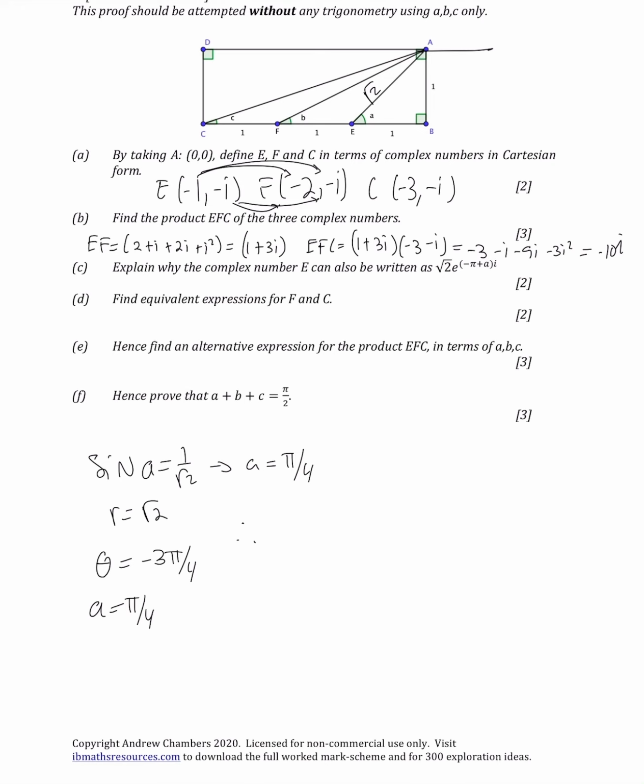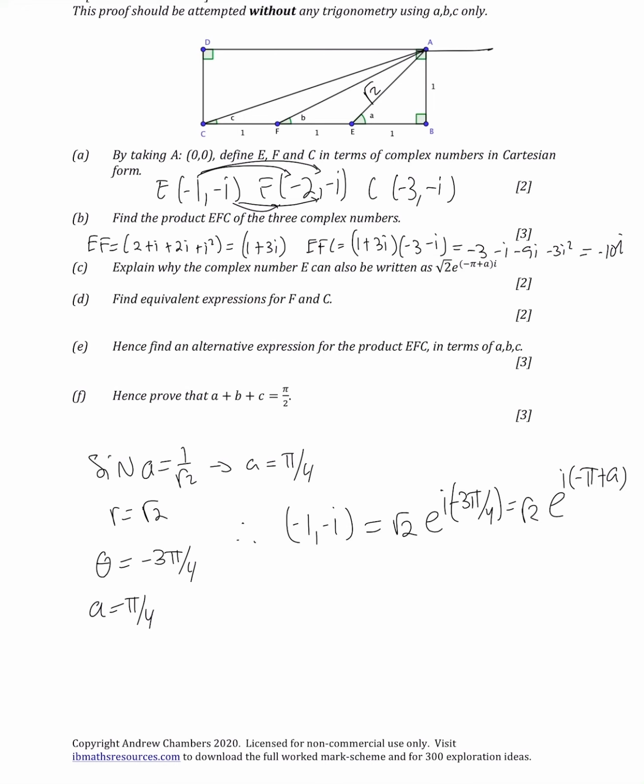Therefore, what did we have? We have minus 1 minus i is equal to root 2 e to the i times minus 3 pi over 4, equals root 2 e to the i times minus pi plus A. I think that was fairly clear. I don't think they're going to want more than that for 2 points.